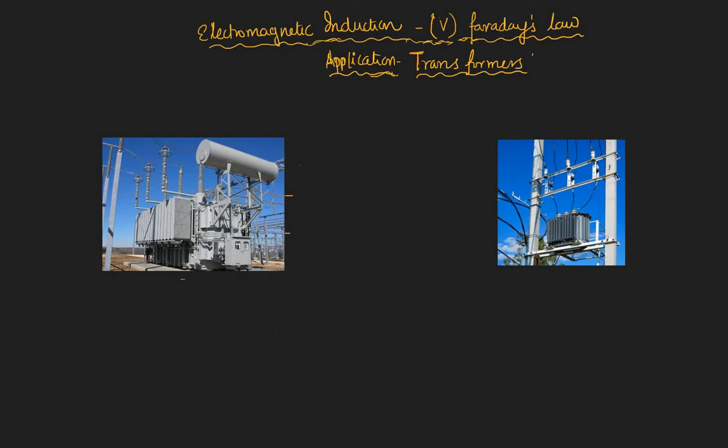So first, let's take a macro view, instead of getting into the details of how transformers work. You find two kinds of transformers in general. One is called step-up transformers, and the other is called step-down transformers. This is something you find near your house, and this is something you find near a generating station.